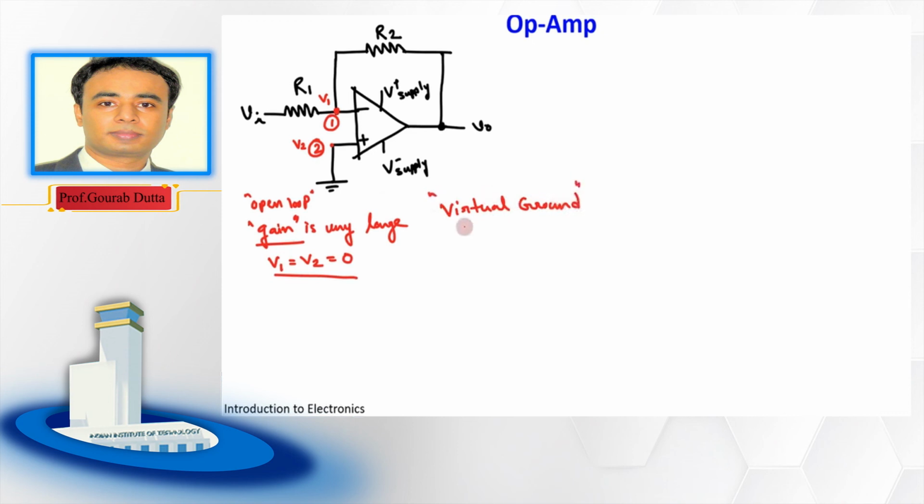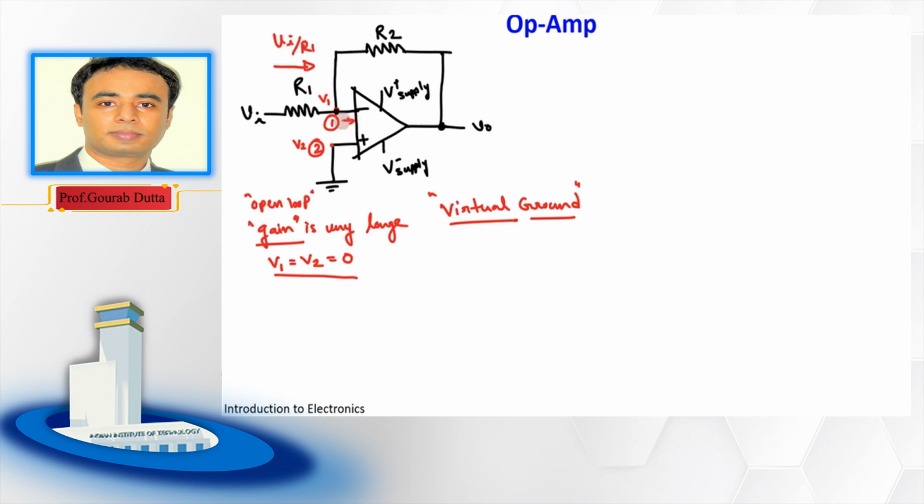So do you understand what you mean by this virtual ground and why it is happening here? Okay. Then tell me, what is the current flowing from this Vi through here? See, this potential V1 is 0. So this current is Vi divided by R1, right?